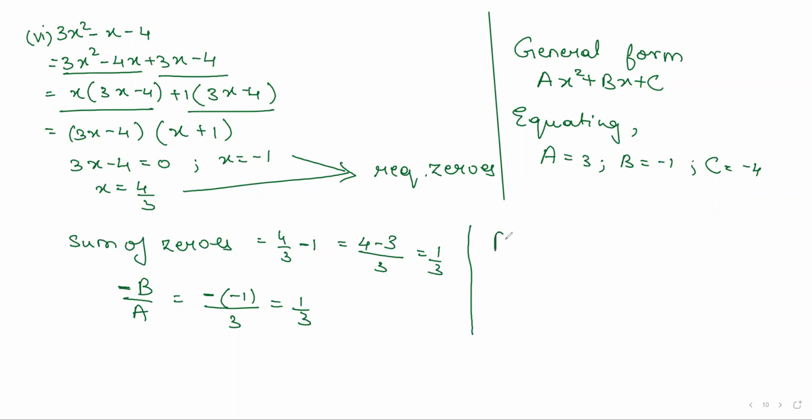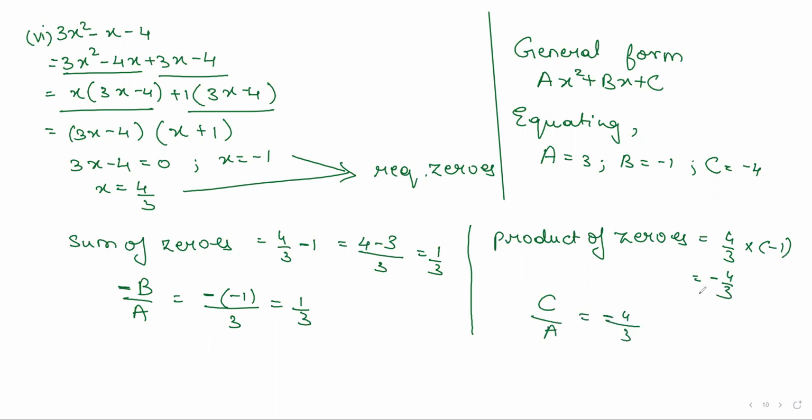Next, product of zeros. Product of zeros is equal to 4 upon 3 into minus 1, which is minus 4 upon 3. C upon a is equal to minus 4 upon 3. Both the values are equal, therefore product of zeros is equal to c upon a, and sum of zeros is equal to minus b upon a. Hence the relationship is verified.